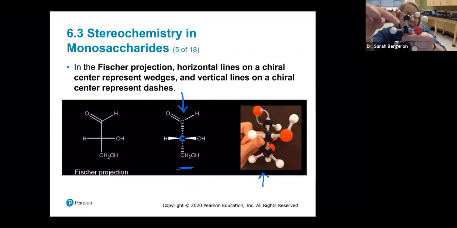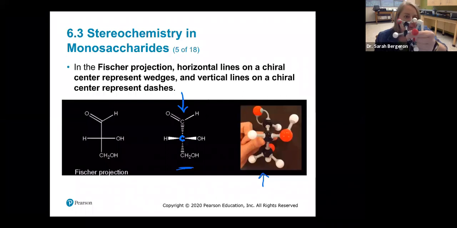We have 1, 2, 3, 4 different things attached to it. So I'm going to hold on to the chiral carbon. What you can see is, if this is the chiral carbon, coming out at you are these 2. Can you see that? They're kind of coming out at you. These 2 right here are our triangular things, and they're coming out at you, okay? Then we have some that are going away from you. And so that's these right here.